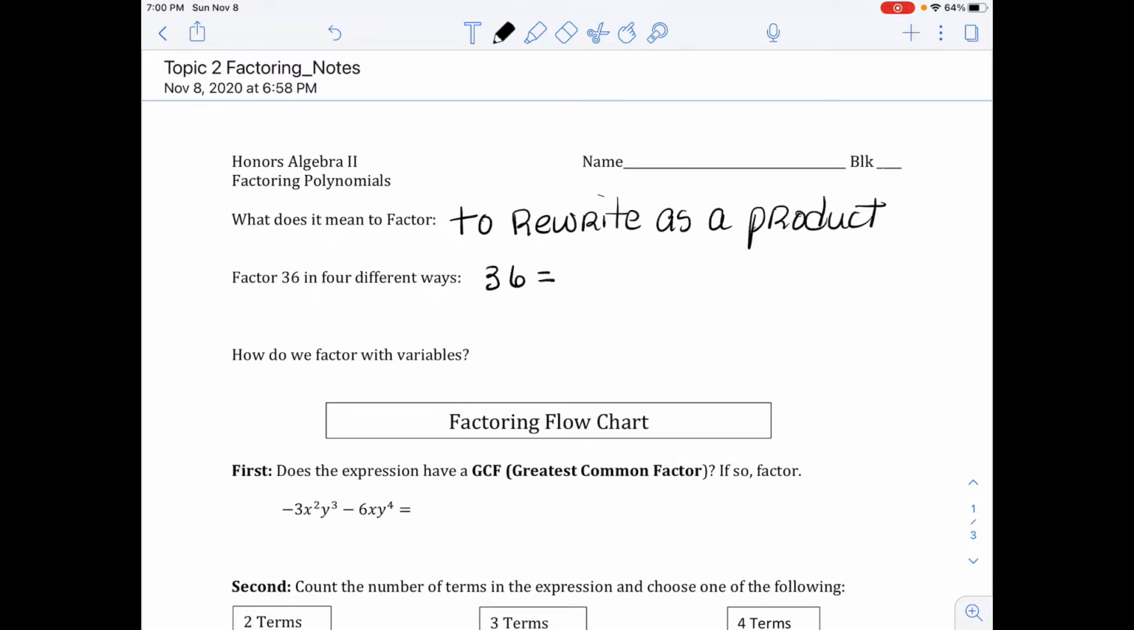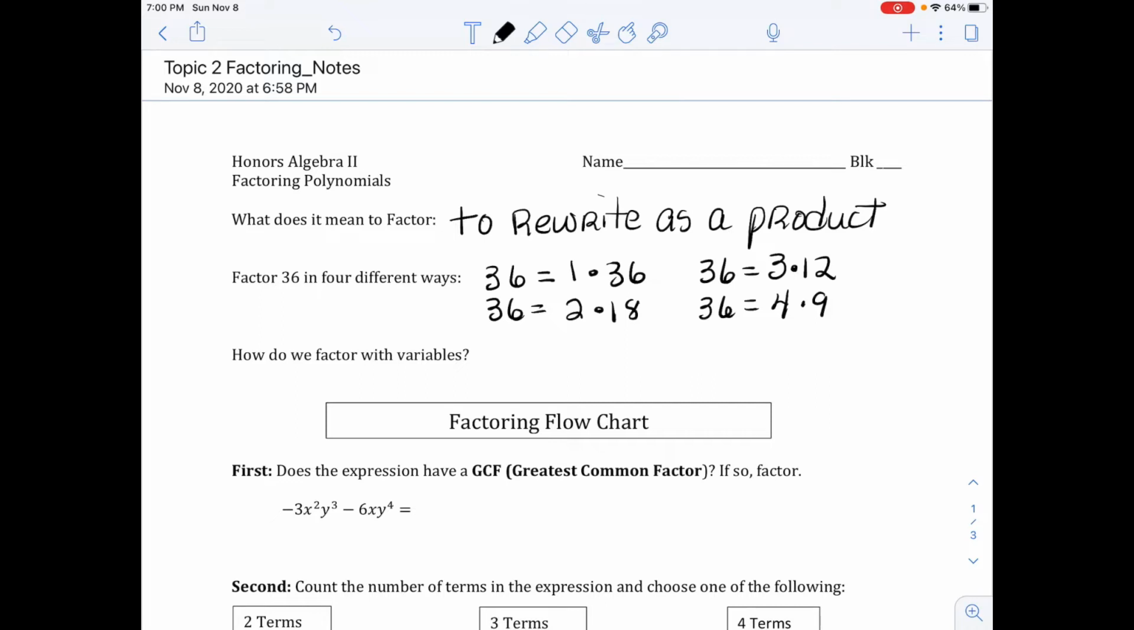So if it says factor 36 in 4 different ways, one way is 1 times 36. Another way is 2 times 18. Another way is 3 times 12. And a fourth way is 4 times 9. And so I've taken the number and I've rewritten it as the product of 2 other numbers.